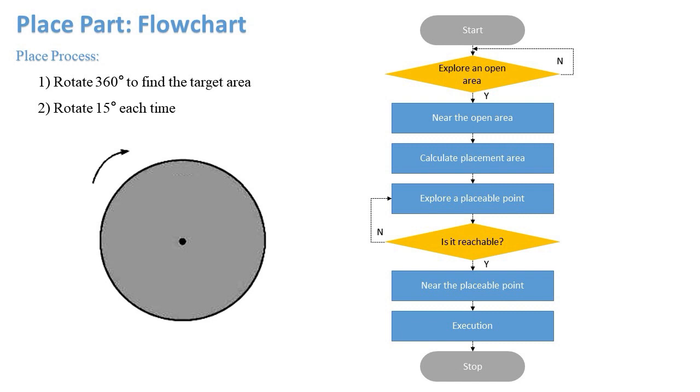The first step is to explore an open area. The second step is to approach the area. The third step is to calculate the placement area. The fourth step is to explore a placement point in the placement area. The fifth step is to determine whether the placement point is reachable. Approach the placement point in step 6. Finally perform the placement action.